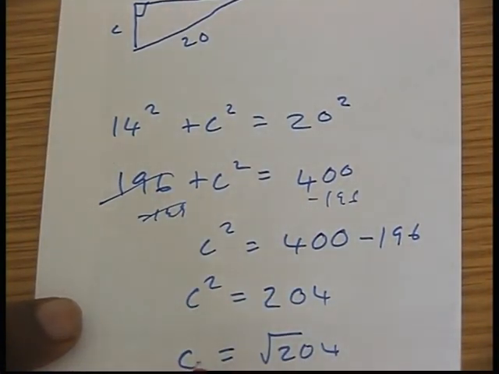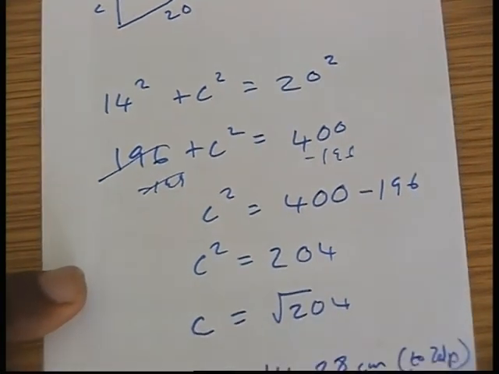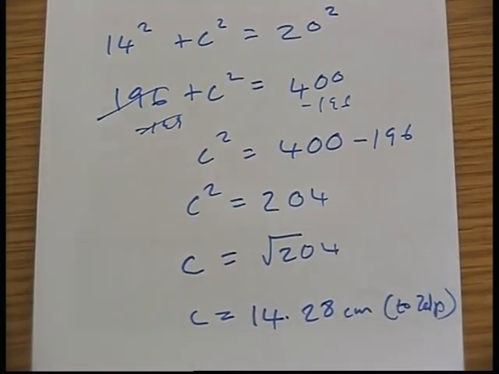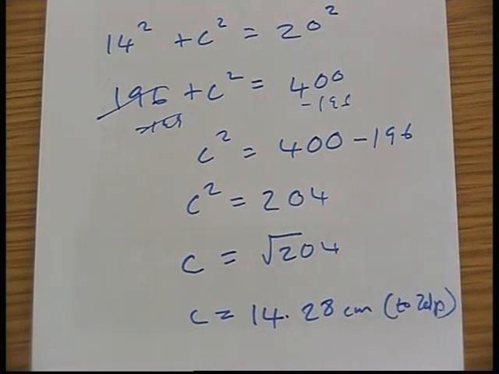How do we work out what c is? We've got the square root of 204. So what is the square root of 204? It's 14.28 centimeters to 2 decimal places. If you don't understand enough of that, make sure you watch it again, otherwise you'll not be able to answer the questions.